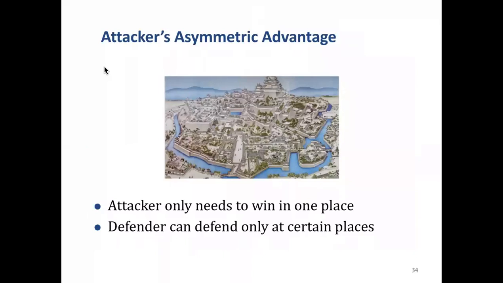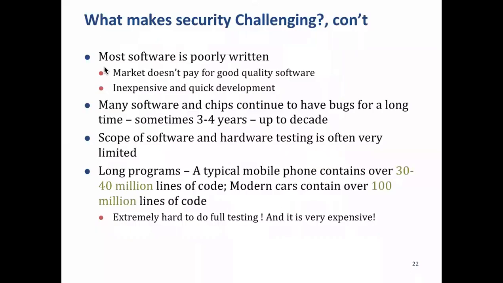The attacker only needs to win in one place, while the defender can defend only at certain places, not at all places. Similarly, in software or systems, they can be attacked from many places, but normally security is provided only at certain places. Now, of course, these points we have already discussed. What makes security challenging? The first thing is that most software is very poorly written.